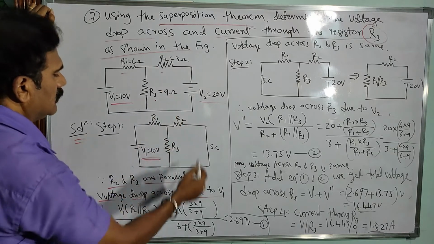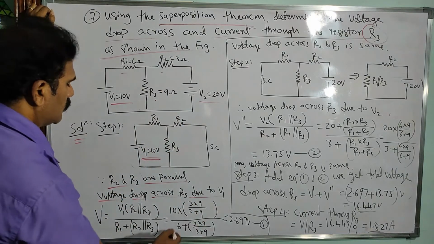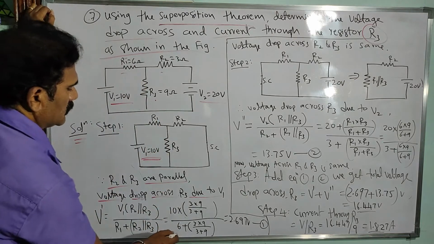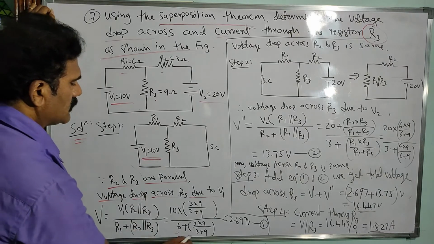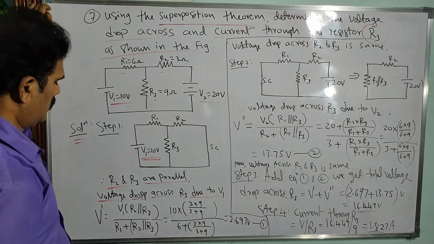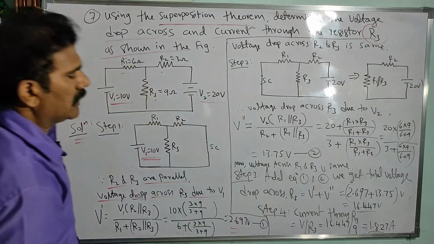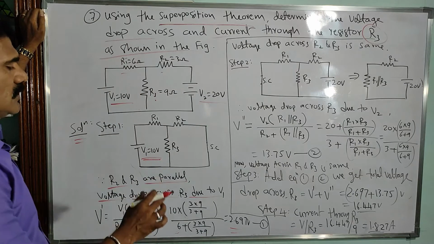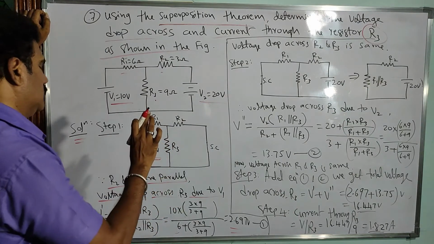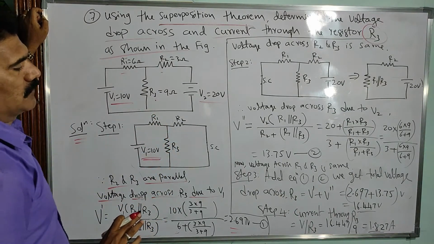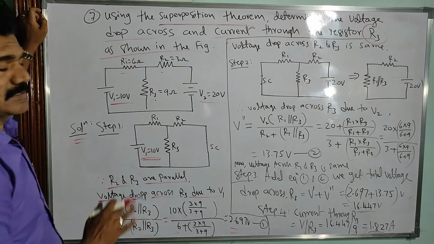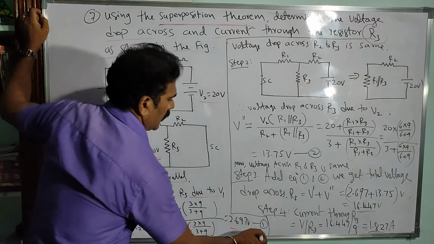R2 and R3 are 3 and 9. So 3 into 9 divided by 3 plus 9, divided by... the value of V1 is 10, and the value of R1 is 6. Substituted here. And again R2 parallel with R3 means 3 into 9 divided by 3 plus 9. Clear? Now simplify this value and you will get the answer as 2.697 volts. This is the voltage drop across R2, or across R3, or across the total combination also, because whenever the resistors are parallel to each other, the voltage drop will be the same across each resistor. Clear? So let it be equation 1.